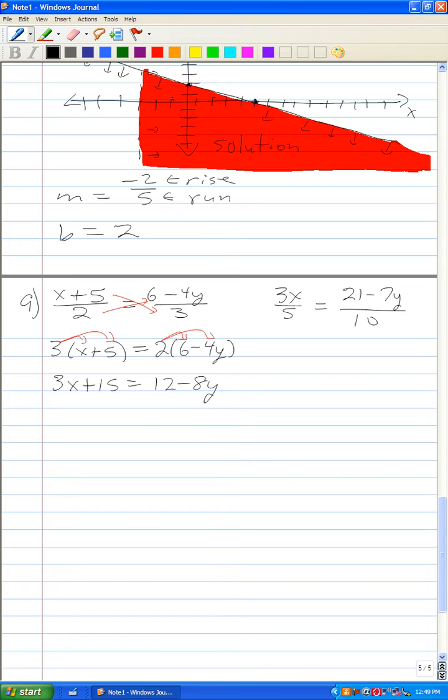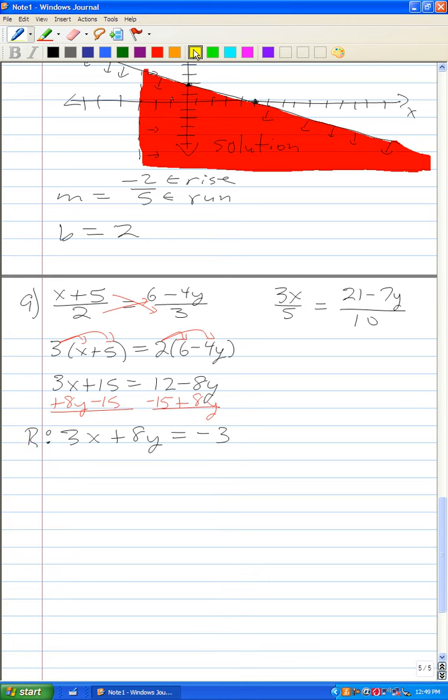And so let me add 8y, subtract 15 from both sides. So I get 3x + 8y = -3. So that's one equation.